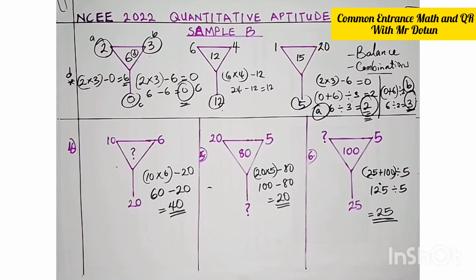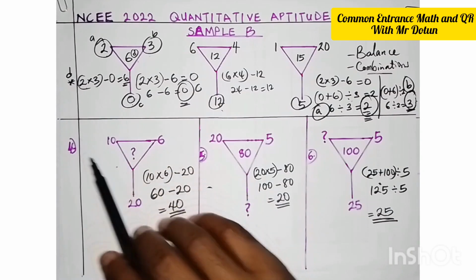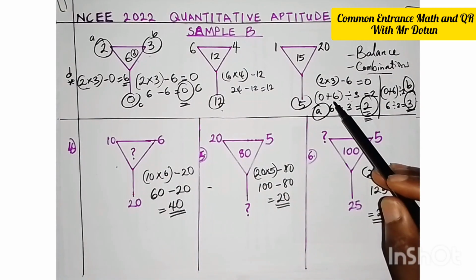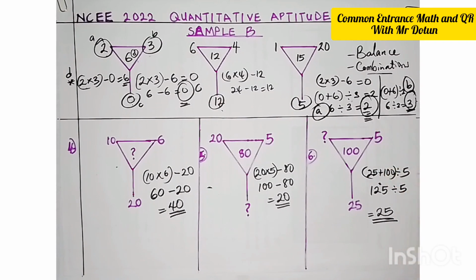Okay, so we've used the combination method to solve this. That means we combine the operations and we're able to get our answer. So what are the operations we've combined? We combined multiplication and subtraction. We also did addition and division. Yes, addition and division, multiplication and subtraction. Alright, and that is a fantastic one.